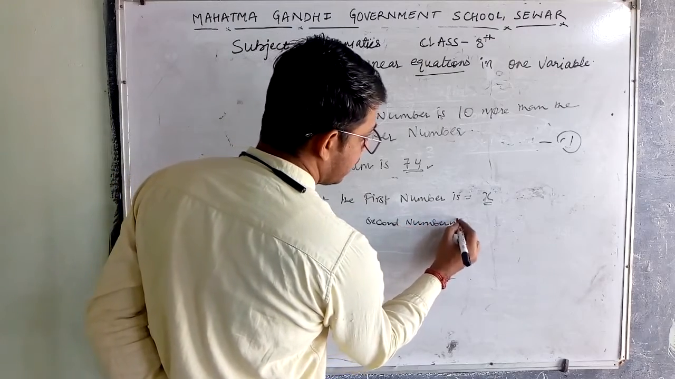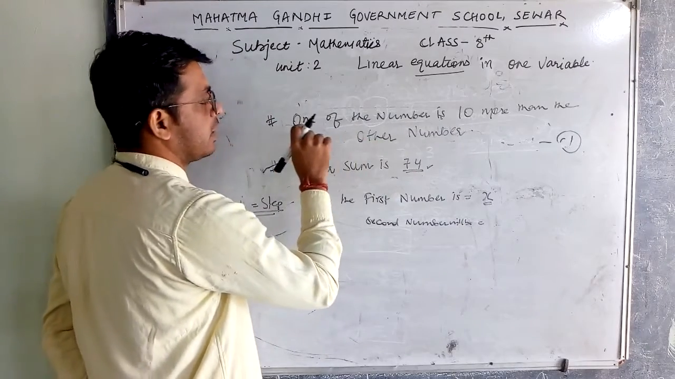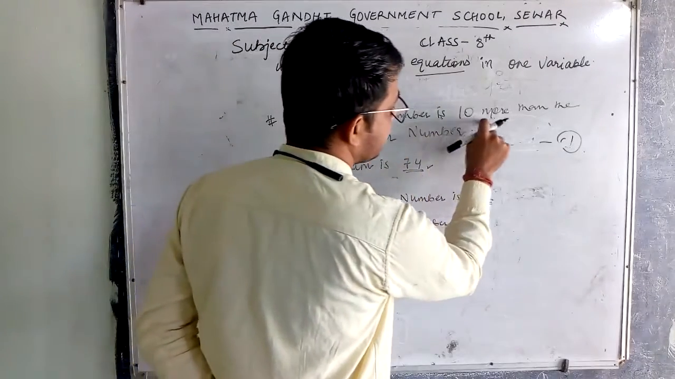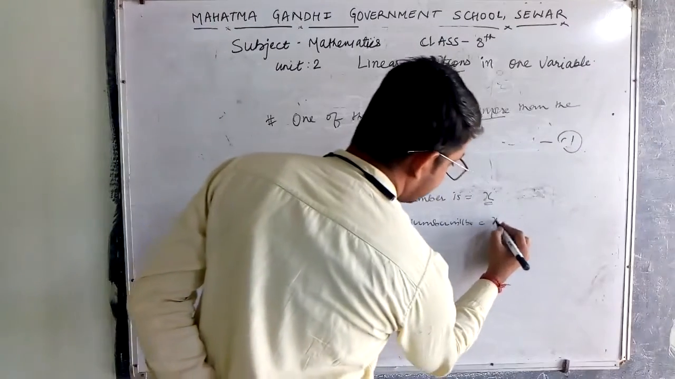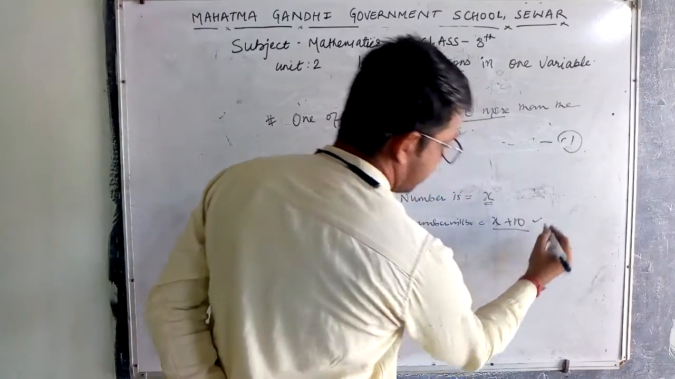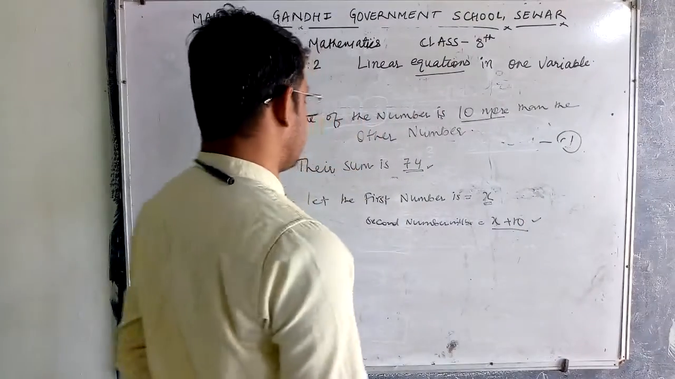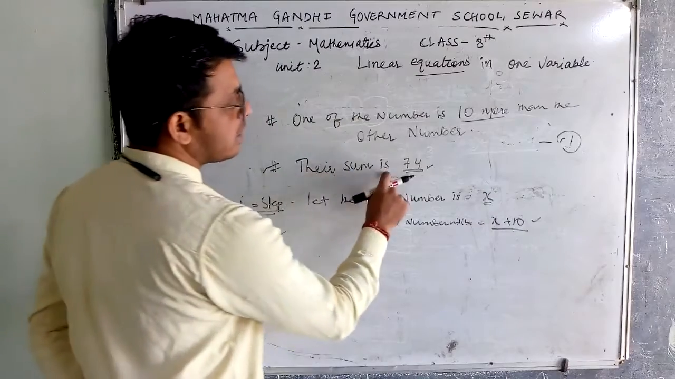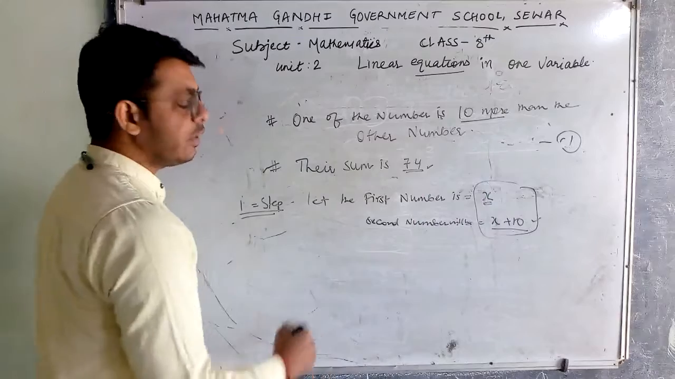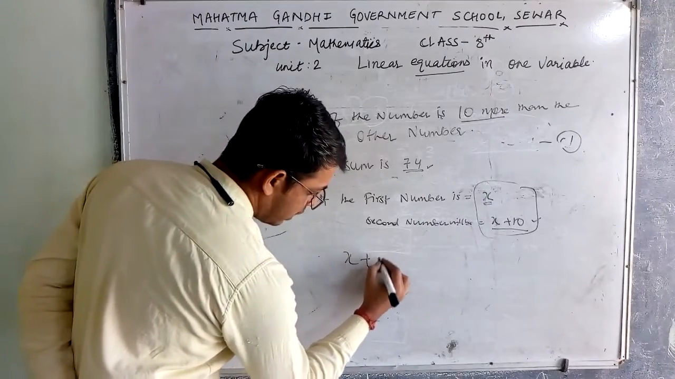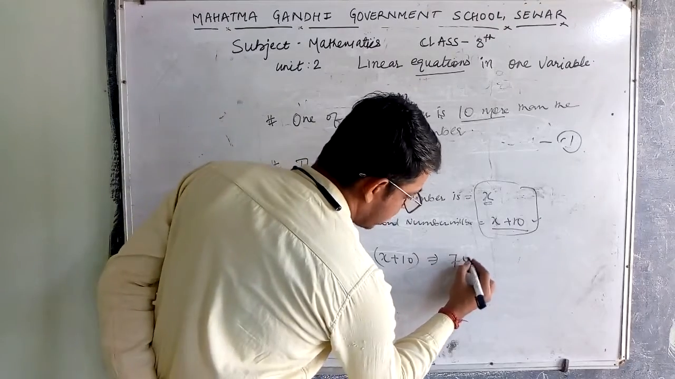Second number will be, because the expression is saying that one of the numbers is 10 more than the other number. So x plus 10. So first number is x, another number is x plus 10. Now what is it saying? Their sum is 74. The sum of these two numbers is 74. x plus x plus 10 equal to 74.